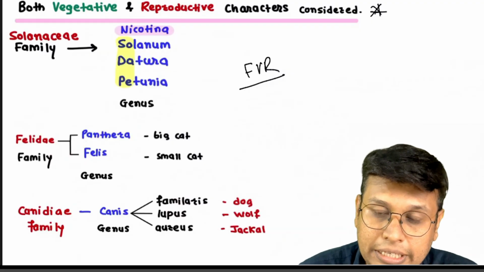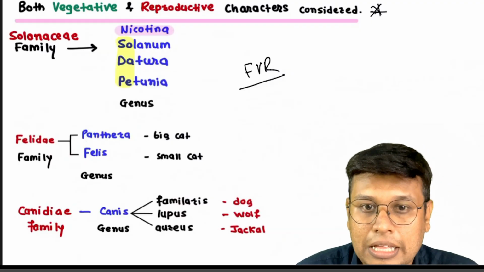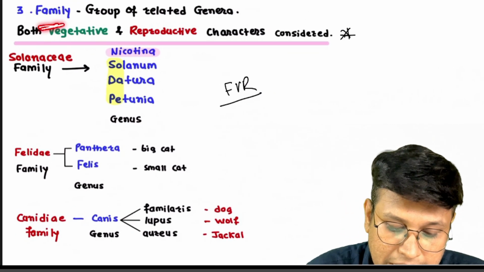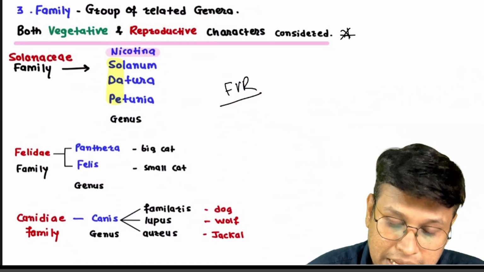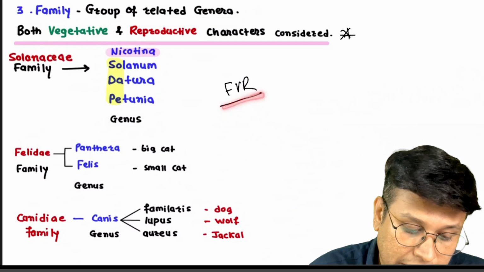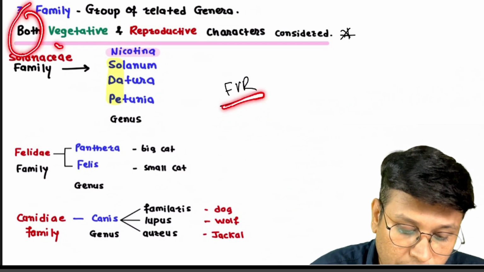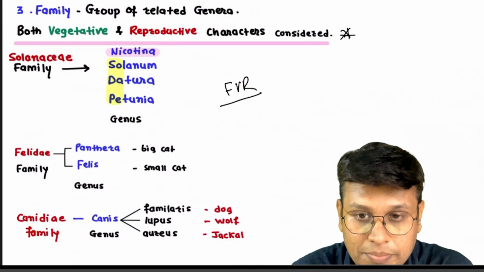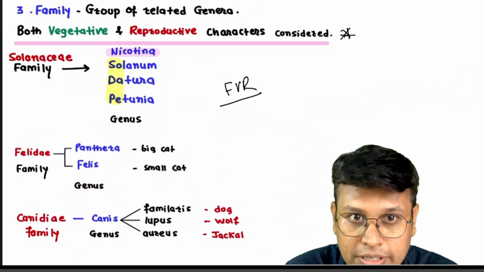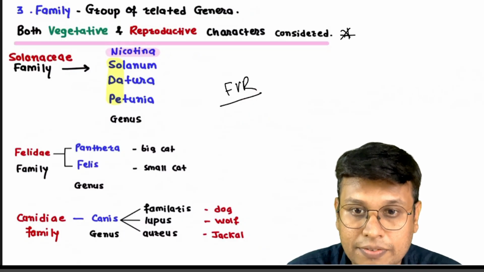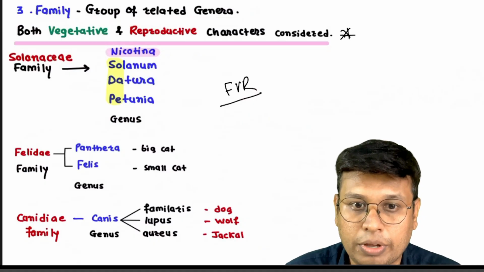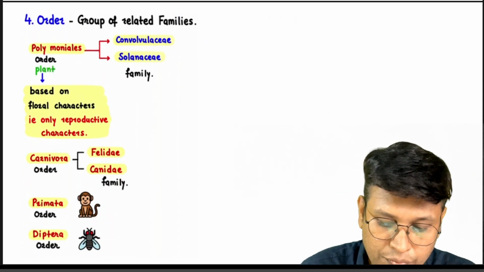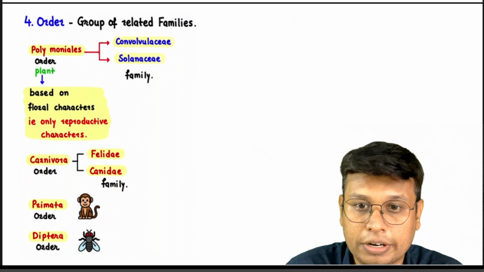So what we have learned in this slide, very simply, is that family is a group of related genera, and in family both vegetative and reproductive characters are considered. So remember this, it is extremely important that family considers vegetative plus reproductive characters. Next, moving on to the next category, we have order.